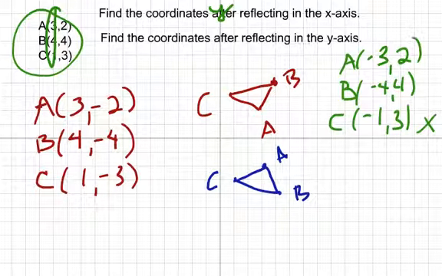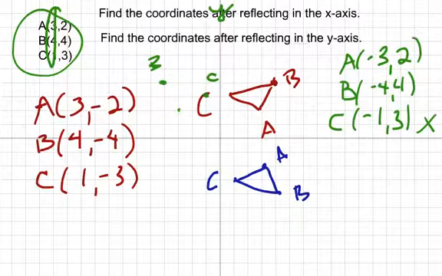So we have our C. If we are reflecting in the y-axis, it's going to be 1 away from the y, which is right here. And that is C. And then B would be 1, 2, 3, 4 away on that same line, and that's B. And then A would be 3 away over here. And that is your new triangle on that side.